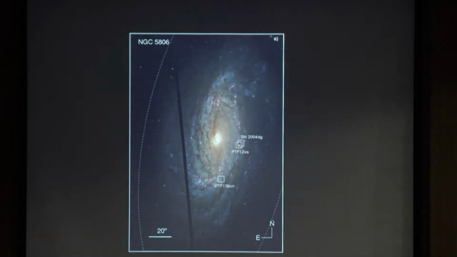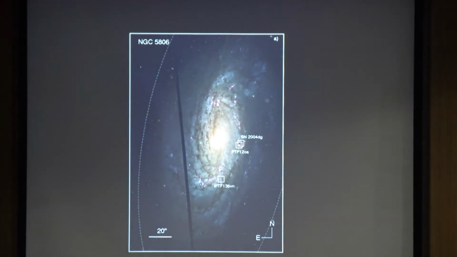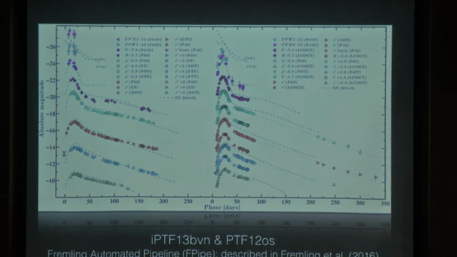This is some work I did, and this is where my pipeline is actually explained. So if you want to see how these things are explained in a real paper, you can read this one. In that paper, I analyzed the two supernovae in this galaxy, NGC 5806. The end result should look something like this for you.